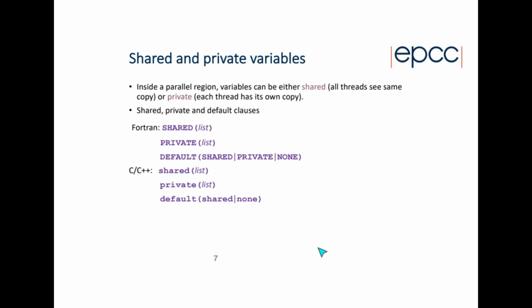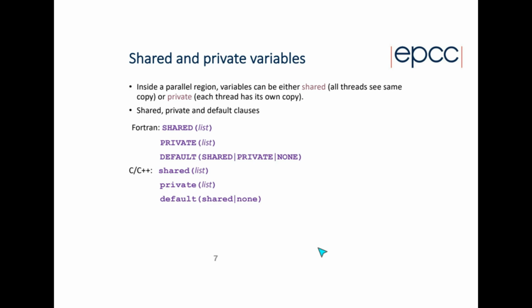Inside a parallel region, variables can either be shared, where all threads see the same copy, or private, where each thread has its own copy. This is done with shared, private, and default clauses. You can specify shared and then a comma-separated list of variables in brackets, or private, again a comma-separated list in brackets. And you can also specify a default behavior.